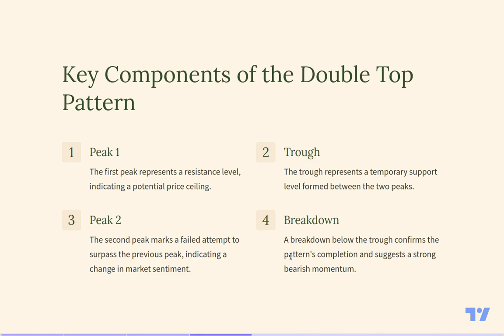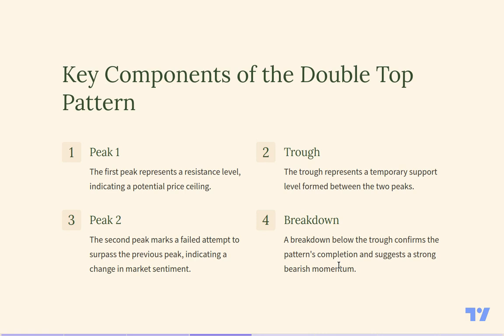The four key components of the double top pattern. Number one, peak one. The first peak represents a resistance level indicating a potential price ceiling. Number two, the trough. The trough represents a temporary support level formed between the two peaks. Number three, peak two. The second peak makes a failed attempt to surpass the previous peak, indicating a change in market sentiment. Number four, breakdown. A breakdown below the trough confirms the pattern's completion and suggests a strong bearish momentum.